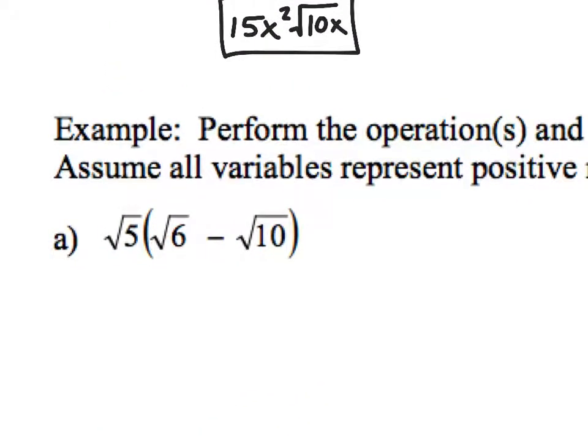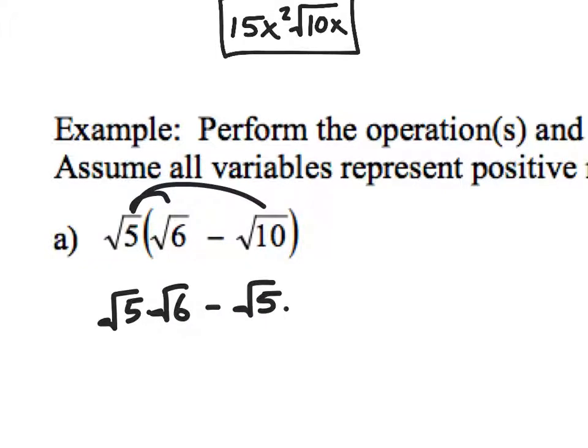All right, so what I'm going to do is this. I'm going to go ahead and distribute square root of 5 into this. Okay, so what this is going to look like, this is going to be the square root of 5 times the square root of 6 minus the square root of 5 times the square root of 10. All right, and so what I end up getting here, square root of 5 times the square root of 6 is going to give me the square root of 30 minus the square root of 50.